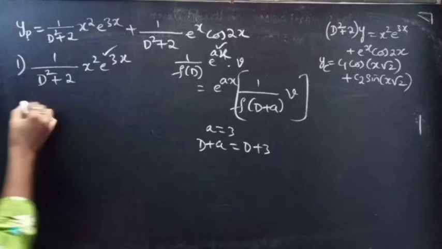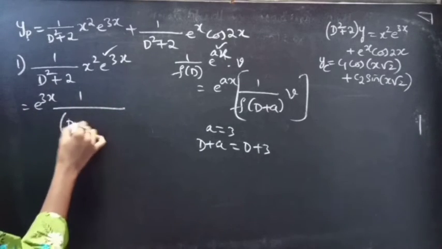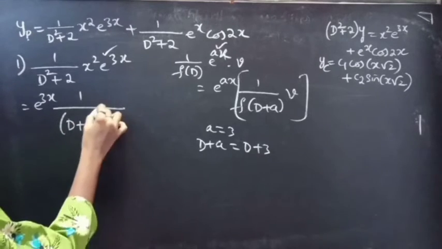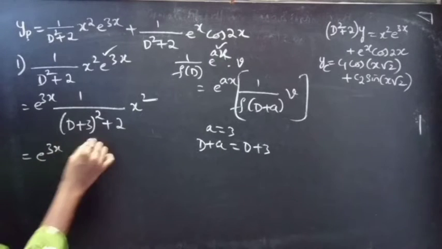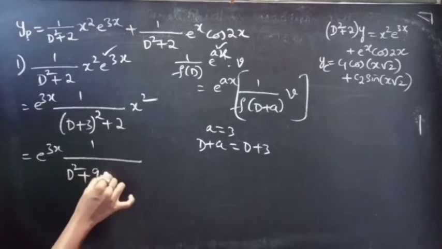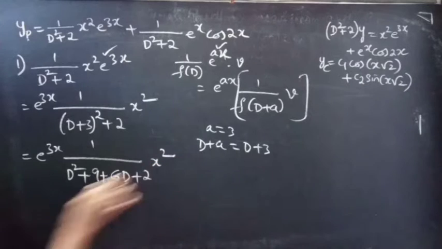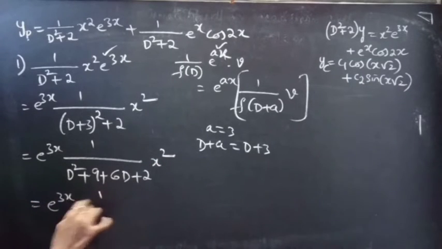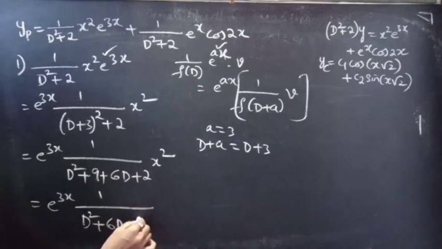Now let's shift e power 3x towards left by replacing d with d plus 3. We'll get (d plus 3) whole square plus 2 into x square, which is equals to e power 3x into 1 by d square plus 3 square is 9 plus 2 3 is 6d plus 2 into x square, which is equals to e power 3x into 1 by d square plus 6d plus 9 plus 2 is 11 into x square. So the denominator is of descending order.